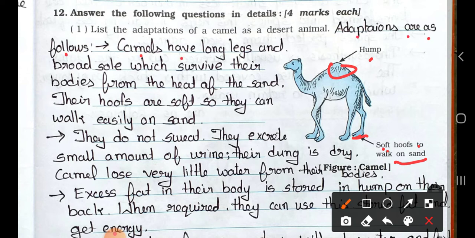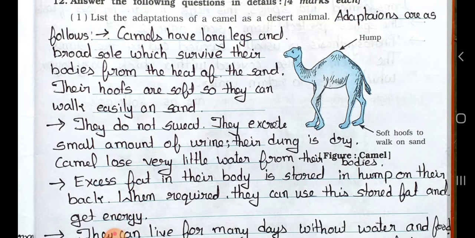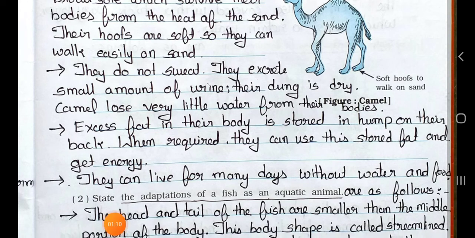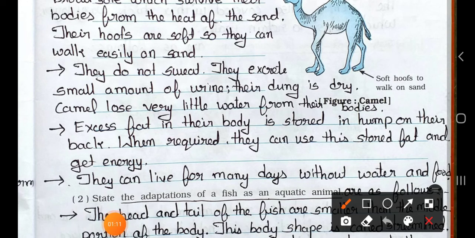Camels have long legs and broad soles which protect their bodies from the heat of the sand. Their hooves are soft so they can walk easily on sand, and we know that the sands are hot in the summer days, in the sunny days. They do not sweat. They excrete a small amount of urine. Their dung is dry. Camels lose very little water from their bodies.